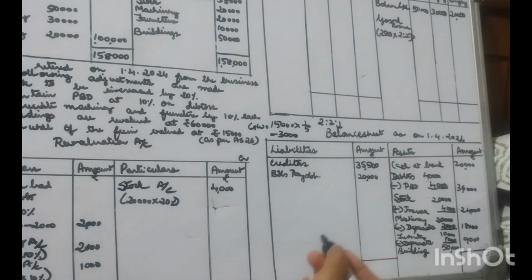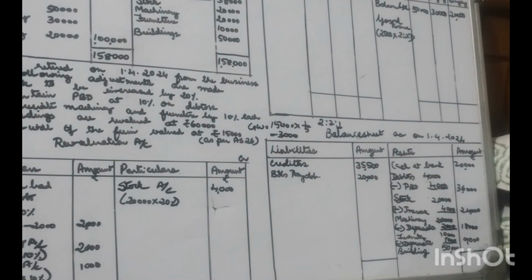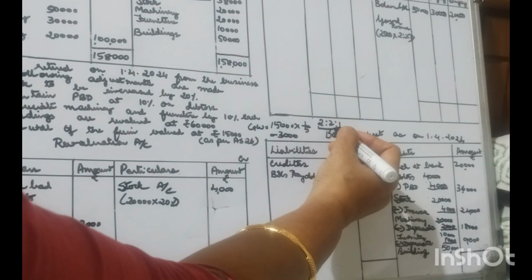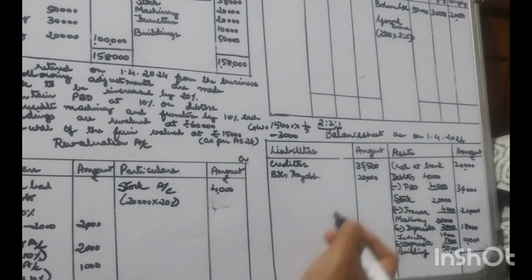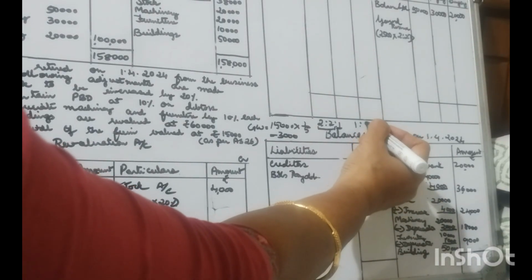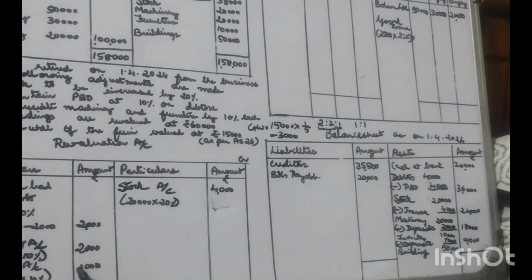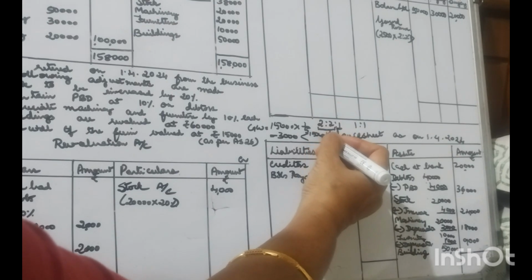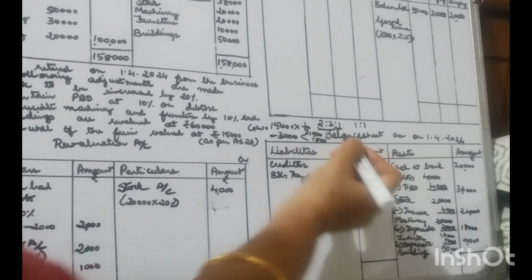And this goodwill amount must be compensated by the remaining partners Ajay and Vijay in their gain ratio. Their gain ratio is 2:2. That can be written as 1:1 also. It can be simplified as 1:1. So they are compensating equally, in the sense both partners compensate 1,500, 1,500.